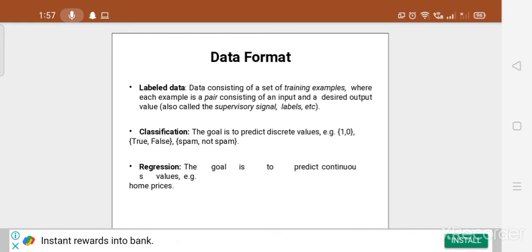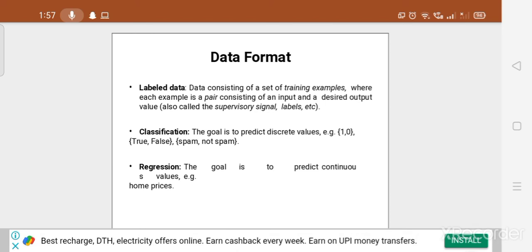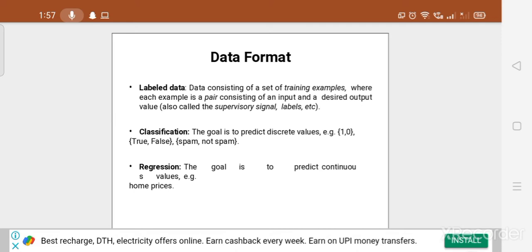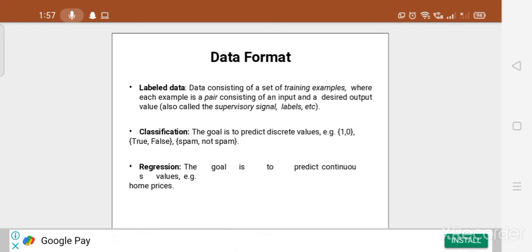Now next is classification. Classification means the goal is to predict discrete values. Classification is nothing but we have to find out discrete values, for example 1 or 0, true or false, spam or not spam, that we have to identify and classify. Now what is regression then? The goal is to predict continuous values. In classification we are predicting discrete values in the form of 1 or 0, true or false, etc. And in regression we are predicting continuous values, for example home prices and so on.